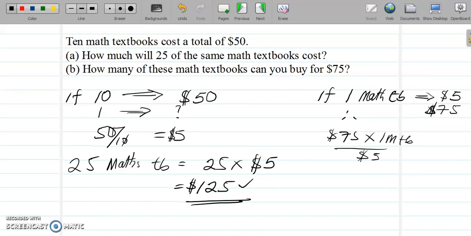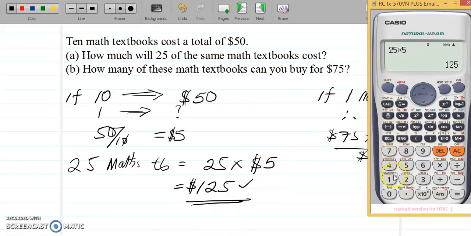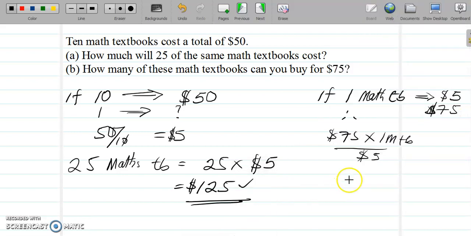So 75 divided by 5 gives us what? 75 divided by 5, we have 15. So in this case we have 15 math textbooks. So 15 math textbooks is what we are going to buy for $75. And this is how we solve the problem.